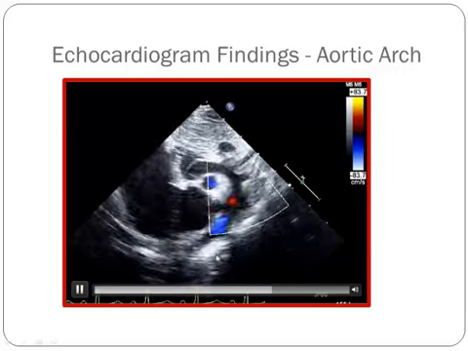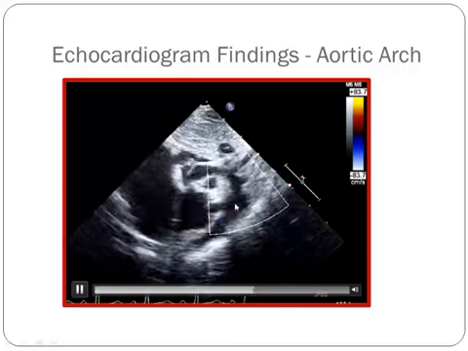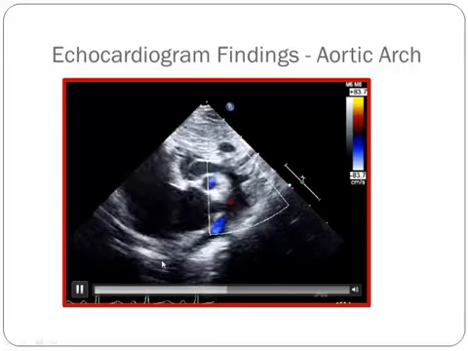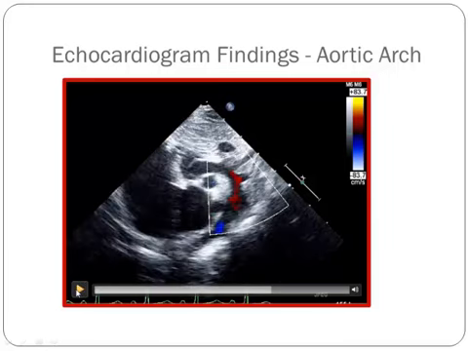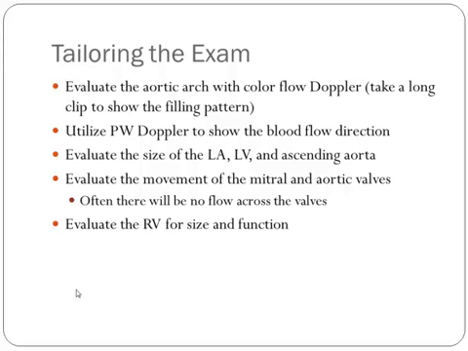So when you see this filling with color, you see some blue, but you also see a lot of red in here. And if you Doppler, you would actually see bidirectional flow. And that's a very ominous sign. That's a baby that needs further evaluation.